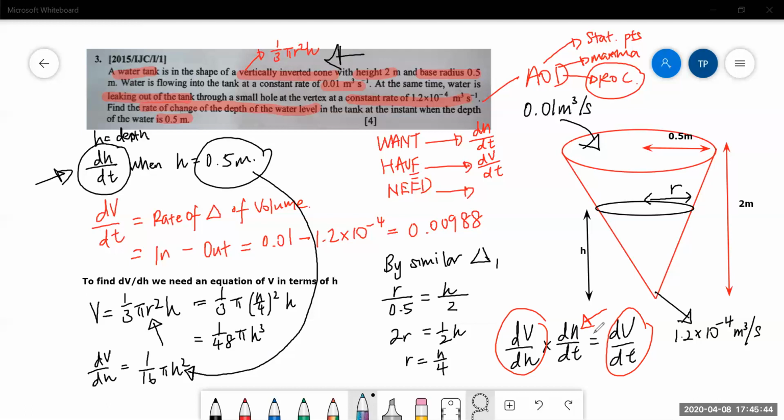Are you still there? Yeah. Wait, okay. I'm calculating. Like dt over dh is 4.968. Why do you have dt over dh? Because I got dv over dh equals dv over dt times dt over dh.